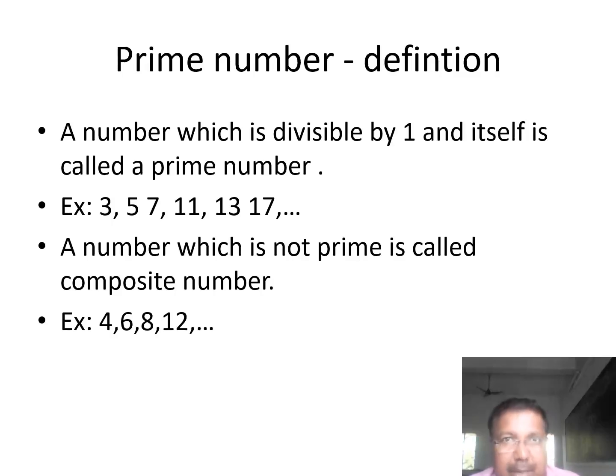A number which is not a prime number is called a composite number. Examples of composite numbers are 4, 6, 8, 9, 12. 4 is divisible by 1, 2 and 4. 6 is divisible by 1, 2, 3 and 6. 8 is divisible by 1, 2, 4 and 8. 12 is divisible by 2, 3, 4, 6 and 12. So these are non-prime numbers, that is, composite numbers.